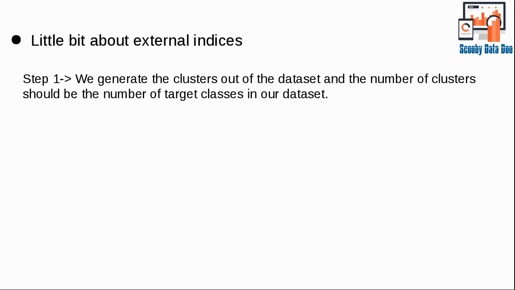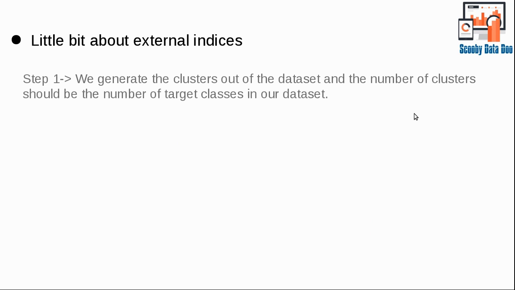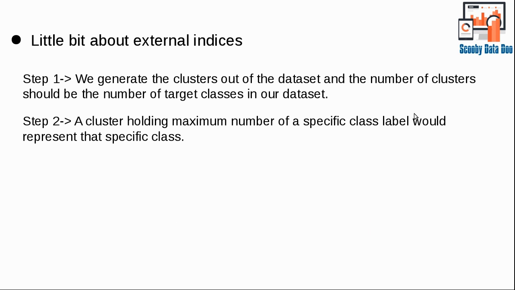So we have high, low, and moderate as our target class values. So we want to generate 3 clusters. As we can clearly see, we have 3 different groups here. So this will be equal to the number of clusters to be generated. Now step 2: a cluster holding the maximum number of a specific class label would represent that specific class.